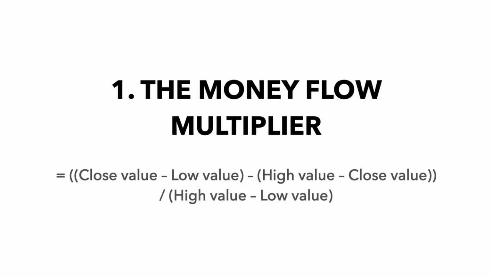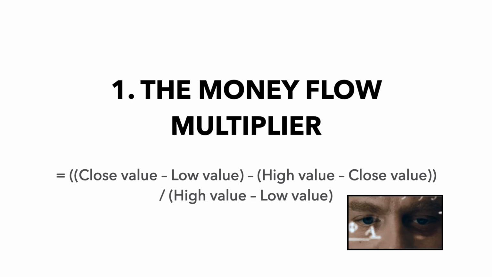So the Chaikin Money Flow is calculated in 3 steps. The first one is called the money flow multiplier and follows the formula below. If the stock went up during the day, the money flow multiplier will be positive, and if the stock went down during the day, the money flow multiplier will be negative. And the money flow multiplier will range between -1 and 1.